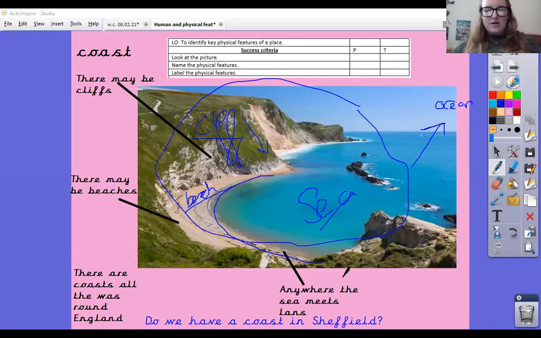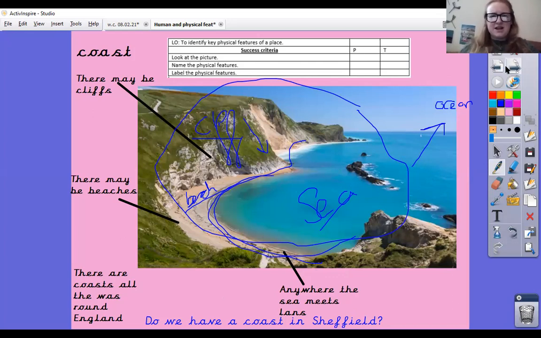There are coasts all the way around England, and it's anywhere the sea meets land. So cliffs and the beach are all land, and the sea and the ocean is what meets the land to create the coast. Do we have a coast in Sheffield? Does Sheffield have a coast? Let's have a think. Well, to have a coast, we need cliffs or a beach. We definitely need the sea. No, Sheffield does not have a coast.